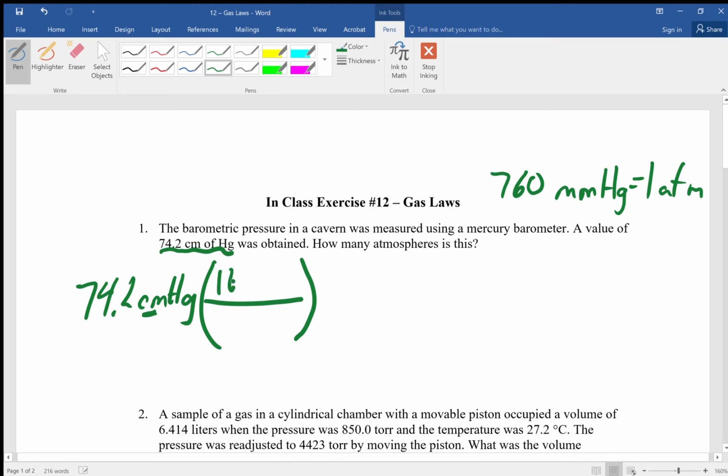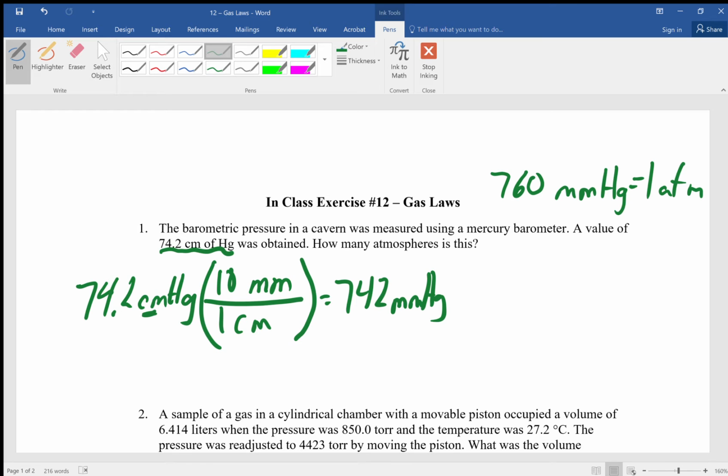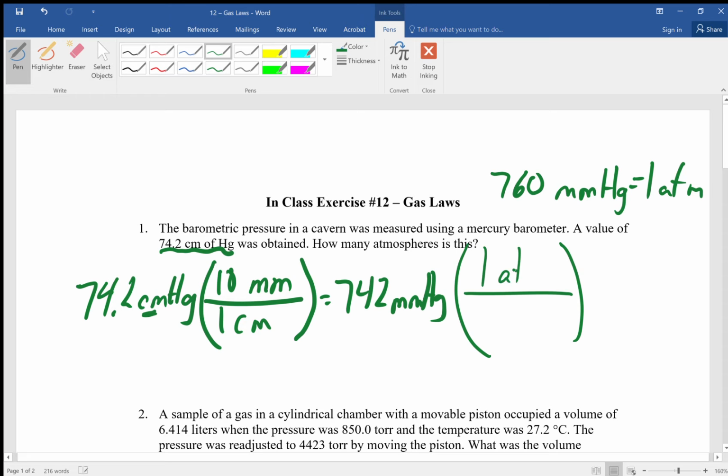So we have 10 millimeters for each centimeter. So that gives us 742 millimeters of mercury. And then we can use that to convert to atmospheres. If we calculate that, we get 0.976 atmospheres.